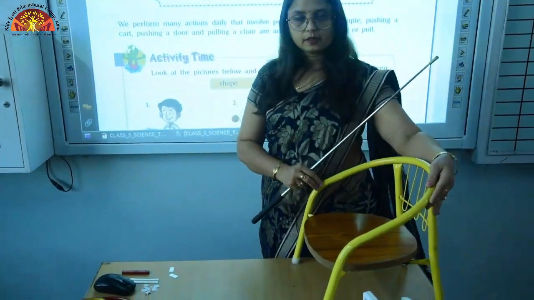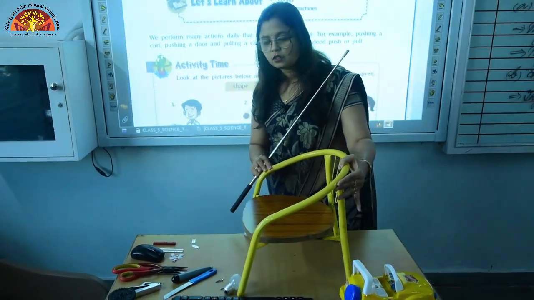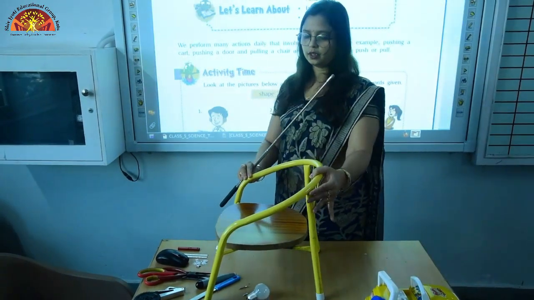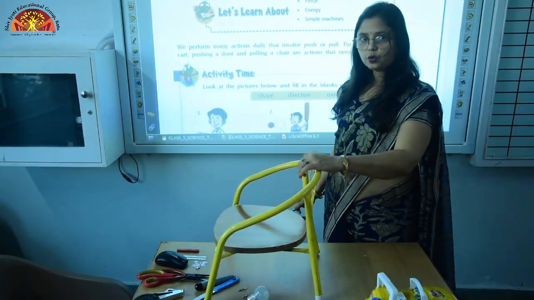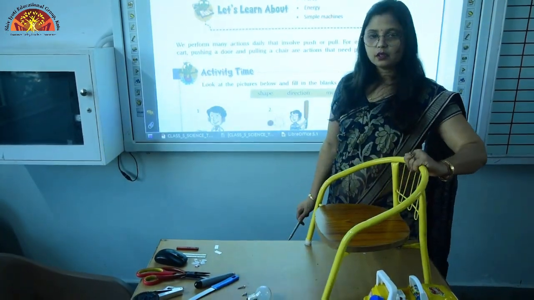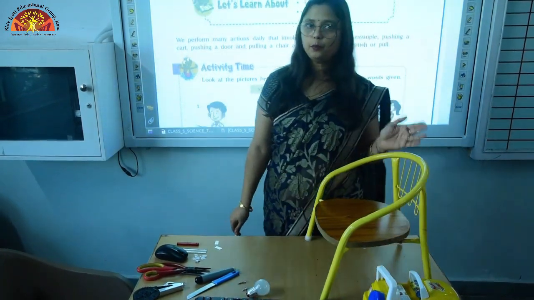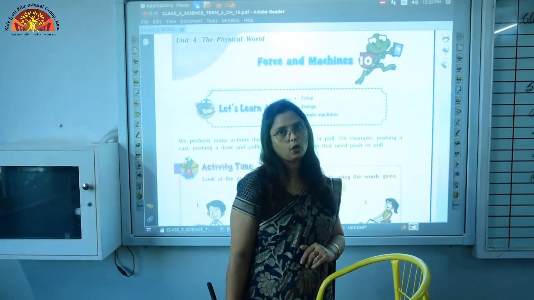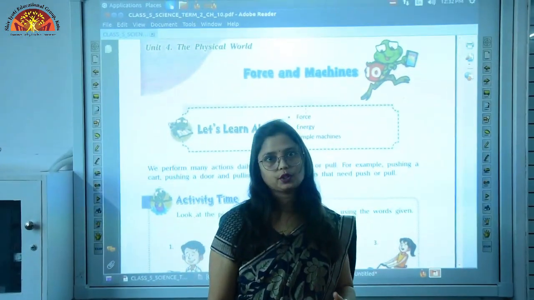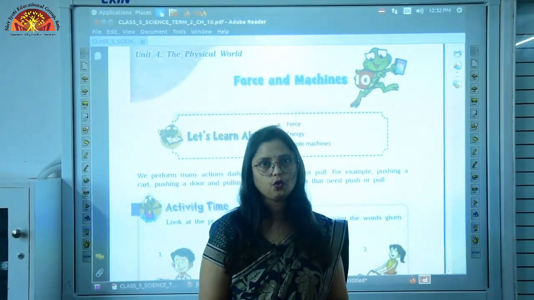See children, this is a chair and right now I am pushing it like this. So what is it here? It is the force which I am applying on this chair to push it. Similarly, when I want to take it to my side, I am pulling it like this. This is a pull, so this is also a force. So any push or pull which is applied on an object is called force, and we will study different types of forces in this chapter. Before that, we will study the different effects of a force.